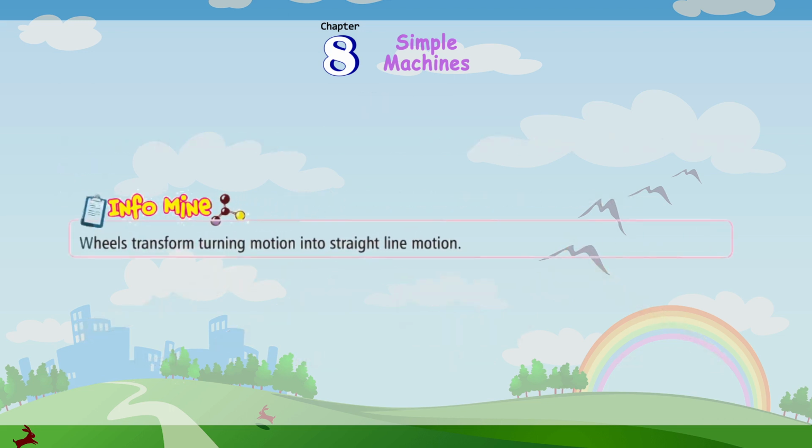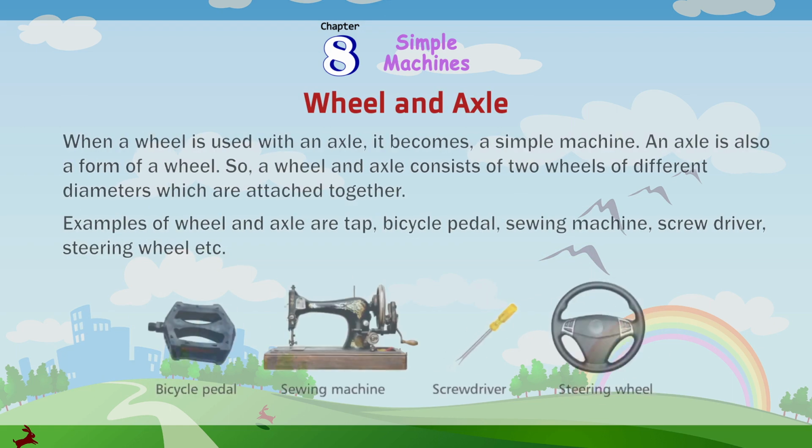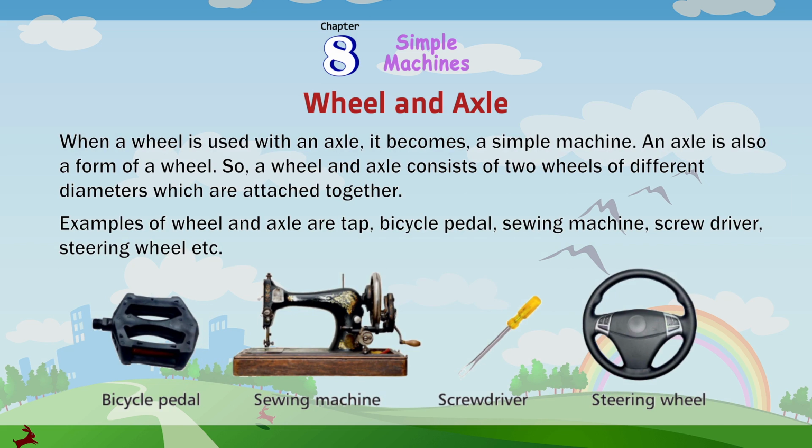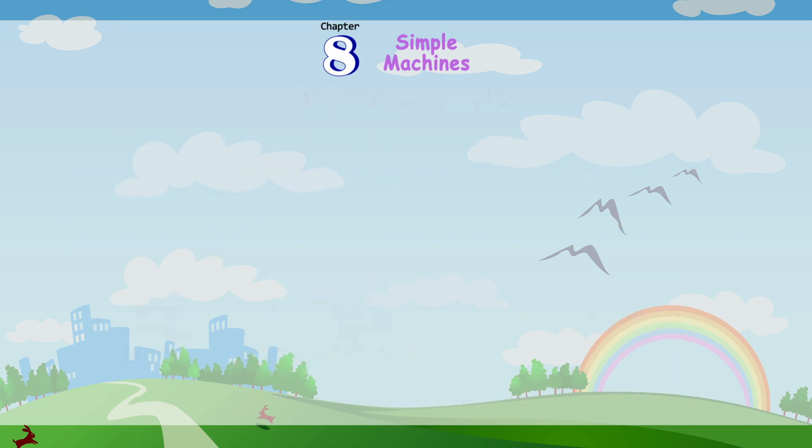Infomine. Wheels transform turning motion into straight line motion. Wheel and axle. When a wheel is used with an axle, it becomes a simple machine. An axle is also a form of a wheel. So, a wheel and axle consists of two wheels of different diameters which are attached together. Examples of wheel and axle are tap, bicycle pedal, sewing machine, screwdriver, steering wheel, etc. Bicycle pedal, sewing machine, screwdriver, steering wheel.